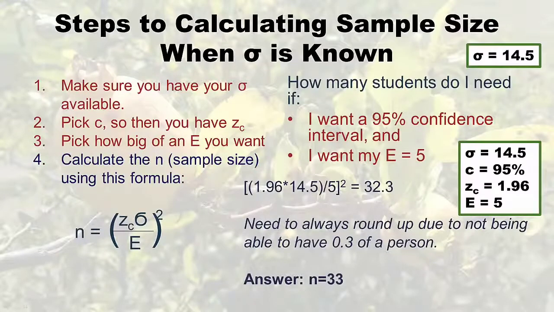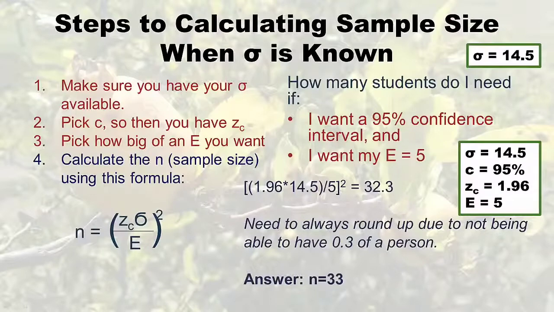Alright, so what did we do? We plugged it into the equation. So we have Z sub C, which is 1.96, times the population standard deviation. We have the product of that divided by our E, which is 5. And then we take that whole thing to the second, and we get 32.5. So that's our n, right?